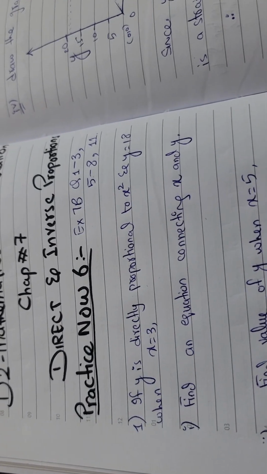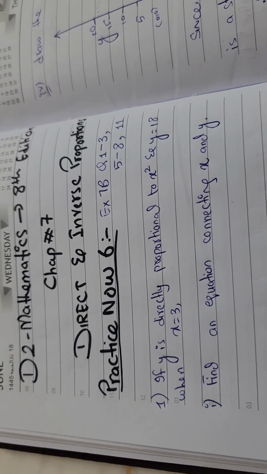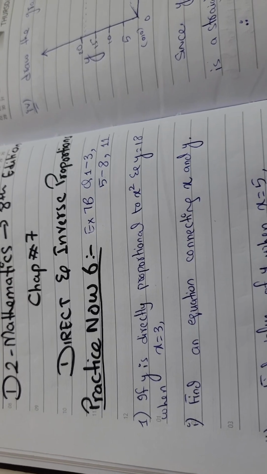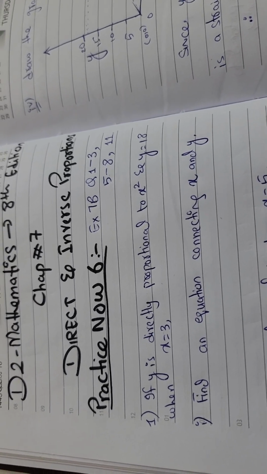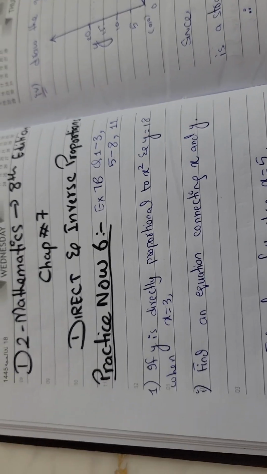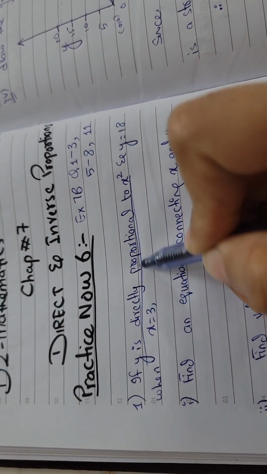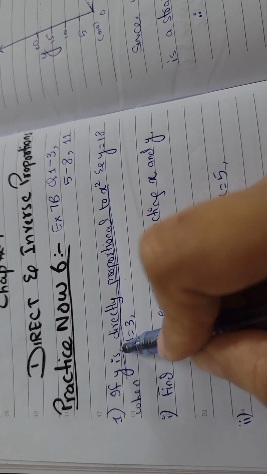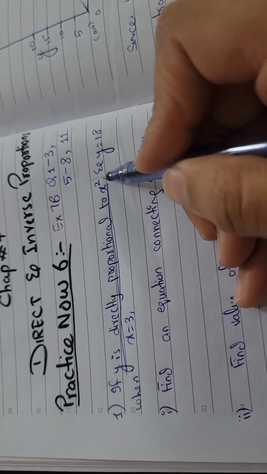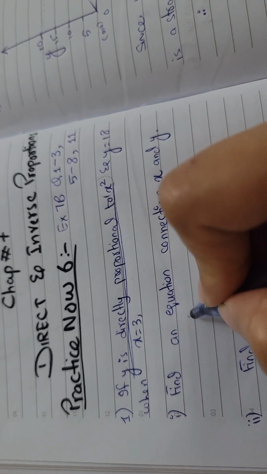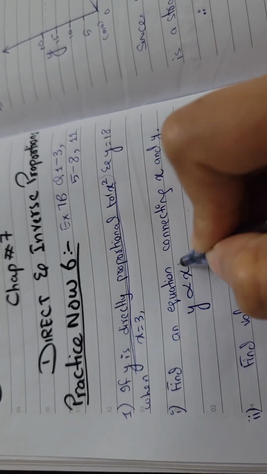If y is directly proportional to x square and y is equal to 18 when x is equal to 3, find an equation connecting x and y. So the very first thing, we have to focus on this statement and convert it. Y is directly proportional to x square. So how am I going to write this?